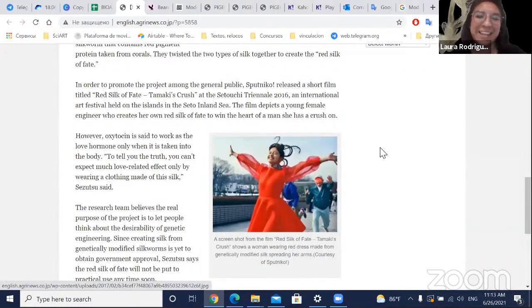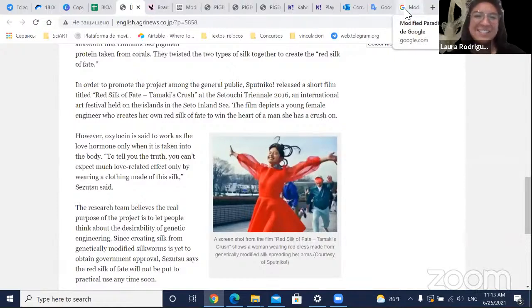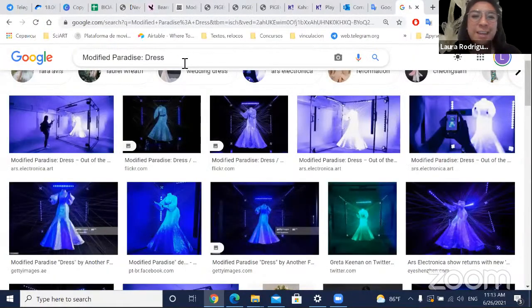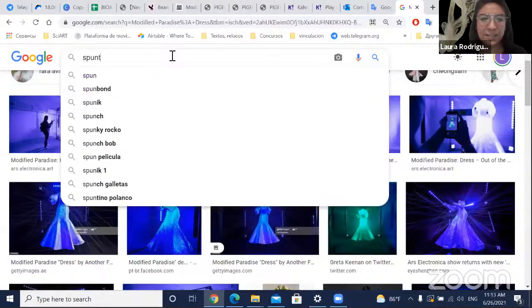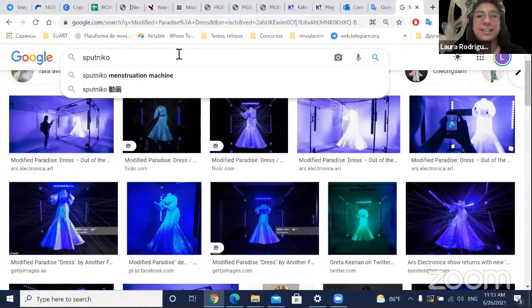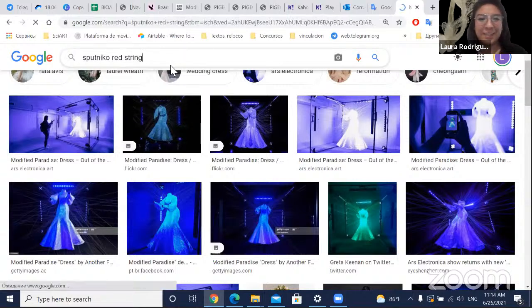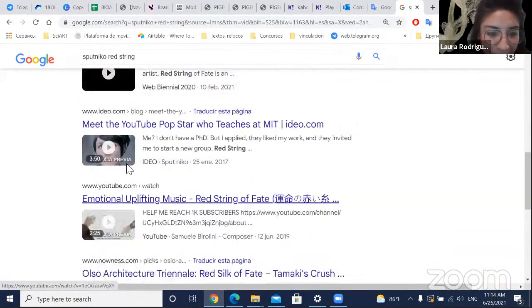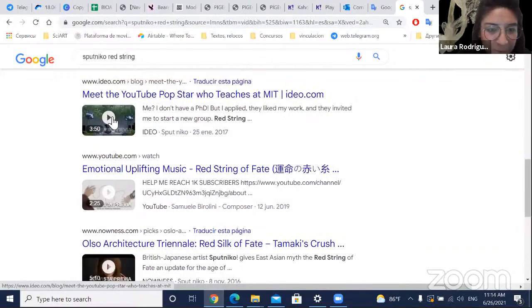True. I completely agree with both of you. And so Sputniko takes this myth that we are connected to our soulmate by an invisible red string. So that's why she modified the silk. They are like the red silk of fate. And indeed, she presented it as an artwork. The name Sputniko is actually her artistic persona. She has very cool artworks presented as videos. So here she is. Let me show you what she looks like.